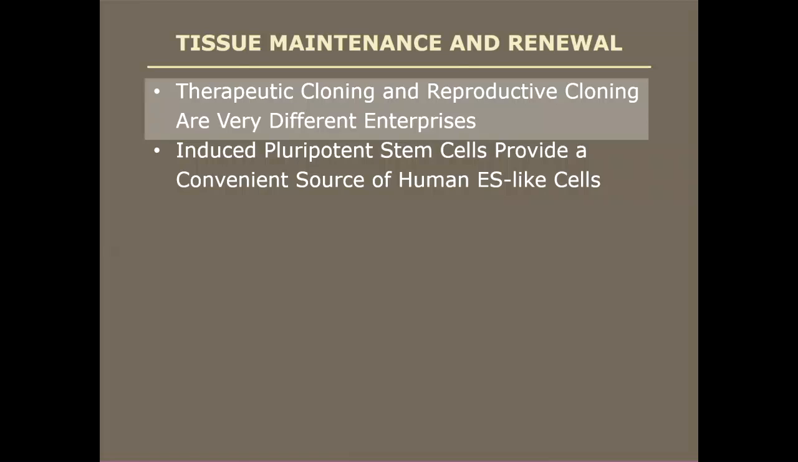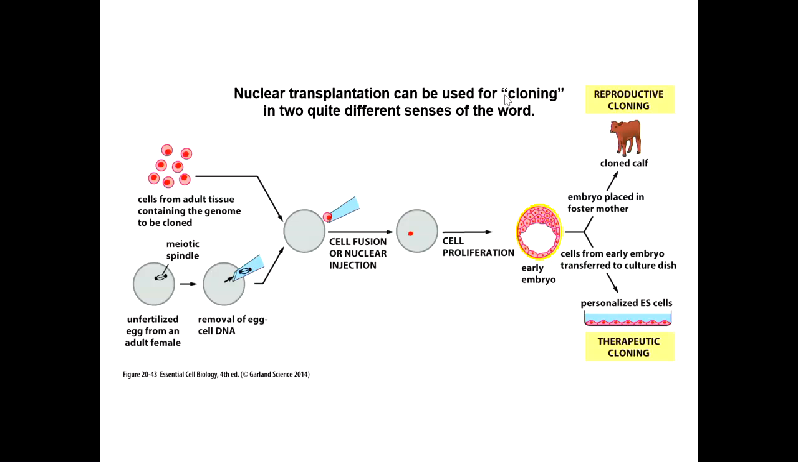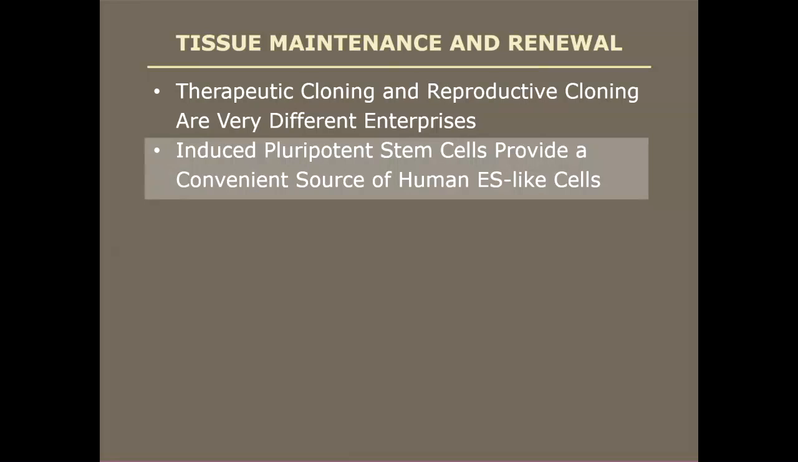As I mentioned, I'll be skipping things. I'm going to skip therapeutic cloning and reproductive cloning. It's in your book. It's a very simple concept. Here it is. If you want to read about it, you can, but this is not something we're going to talk about today for time. We're going to move on to induced pluripotent stem cells, something I do want you to know about.